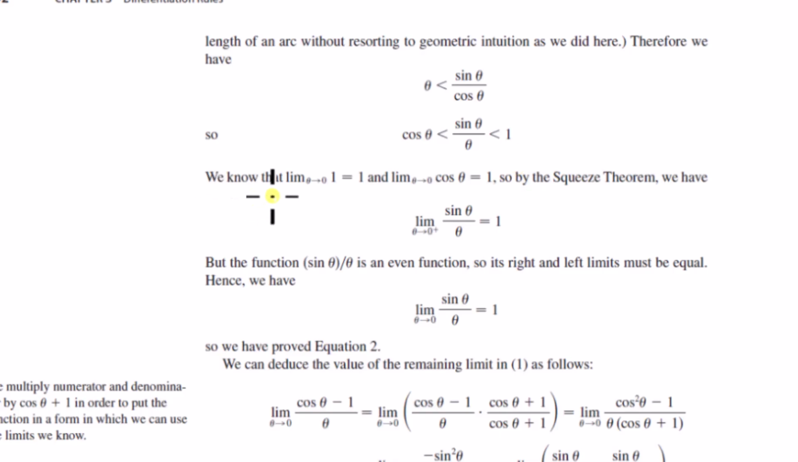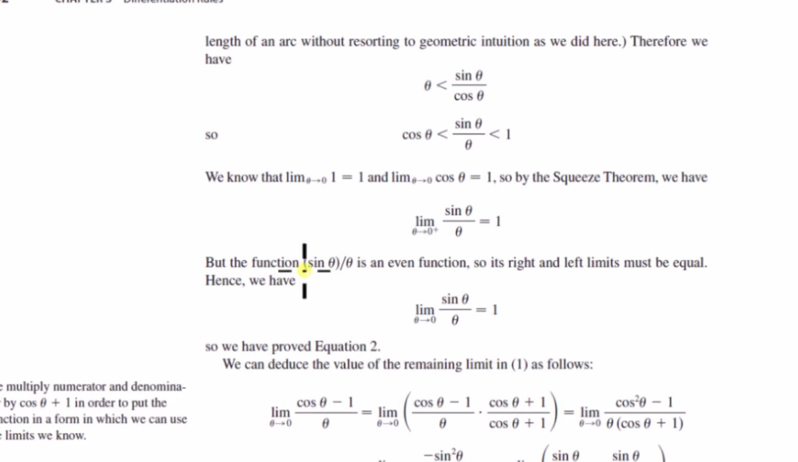Okay, so we know that the limit as theta approaches 0 of 1 is 1, and the limit as theta approaches 0 of cosine theta is 1. So by the squeeze theorem, we have the limit as theta approaches 0 from the right of sine of theta over theta is equal to 1. We have to state that we're approaching from the right because theta is between 0 and pi over 2. But we don't have to state that theta is equal to 0, because with limits, it doesn't matter what the function is doing at the limit point, right?